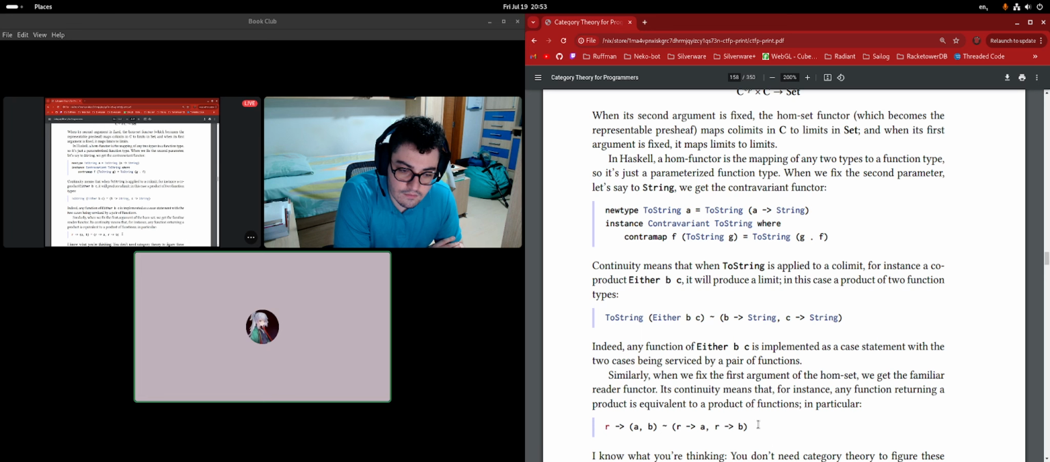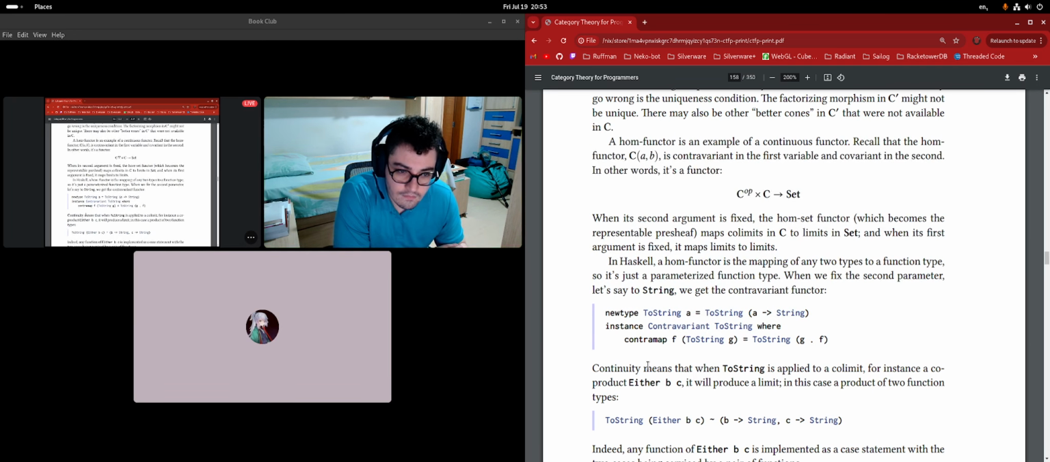Its continuity means that, for instance, any function returning a product is equivalent to a product of functions. Right, because you could have a function that goes from R to A and another that goes from R to B, and it feels like distributivity. Look, visually it's grabbing a B going to string and grabbing a C going to string, and this one is doing the distributivity again, but from R going to A and R going to B. Yeah, kind of. The reason in the top case we're going from either to a pair is because it's covariant, because it's contravariant in that case. Oh, I said it wrong. Contravariant. You're right.